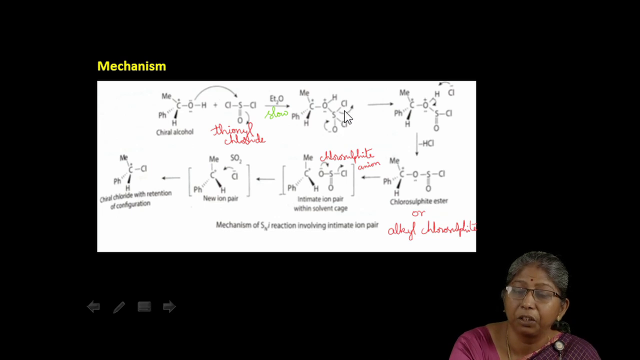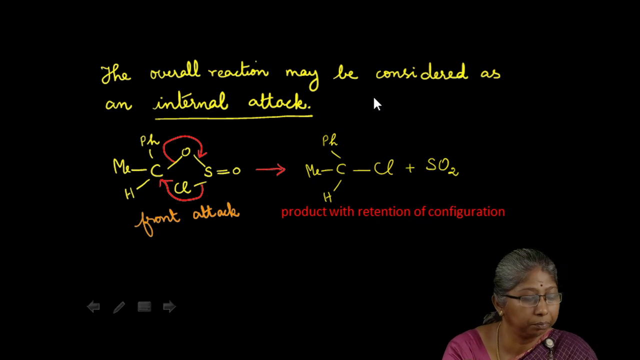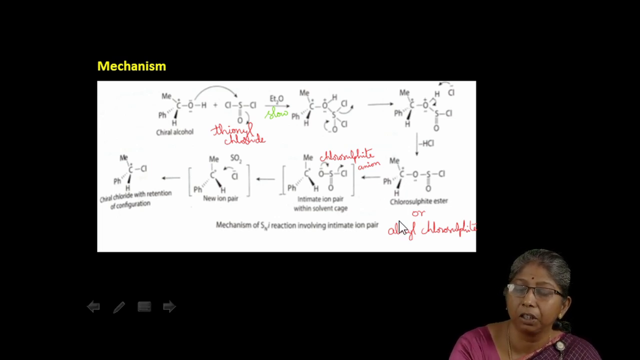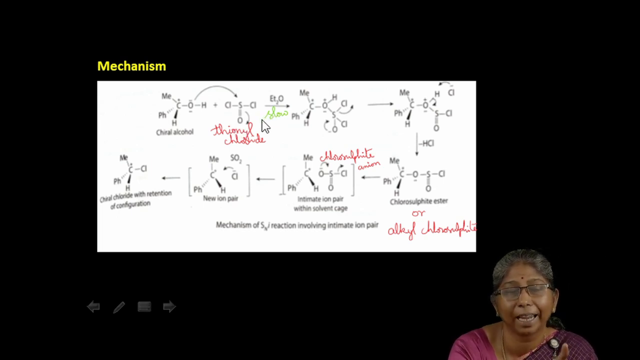In the next step, a chloride ion is removed, and then the H plus ion is removed, and so this product is formed, which is a chlorosulfite ester, or it is also called alkyl chlorosulfite. This alkyl chlorosulfite is first formed by a slow reaction, and this is the rate determining step. Since the chiral alcohol and thionyl chloride are involved in the rate determining step, this reaction is called a second order reaction.